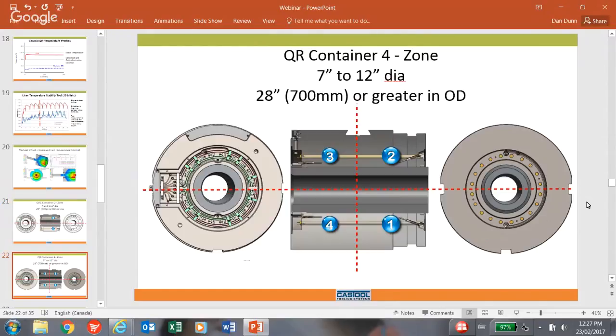The next one is the more popular QR container with 4 zones of heating. It's the most widely recognized design we make. This design is used on container bodies 700 millimeters or 28 inches and larger in diameter. You can see that they are clearly marked as zone 1, which is the die side bottom, zone 2, which is the die side top, zone 3, which is the entry end top, and zone 4, which is the entry end bottom. The multi-zone control of the QR container is instrumental to its function.